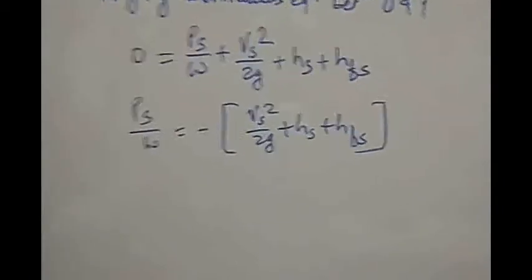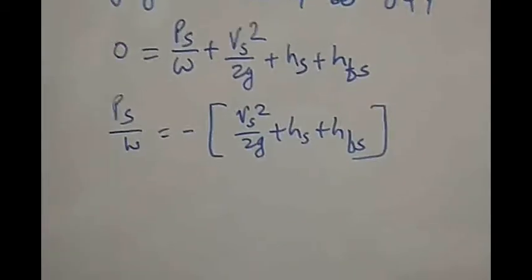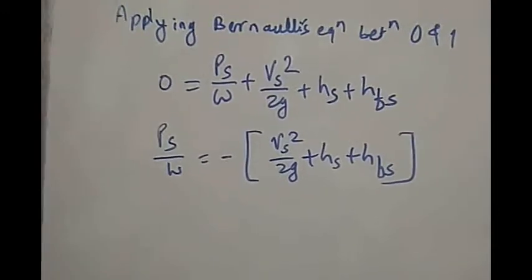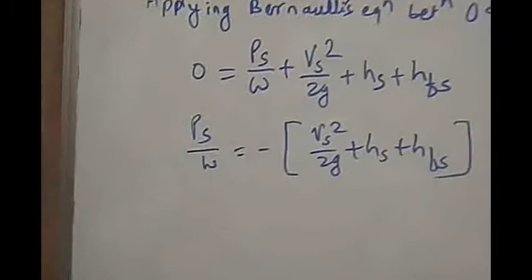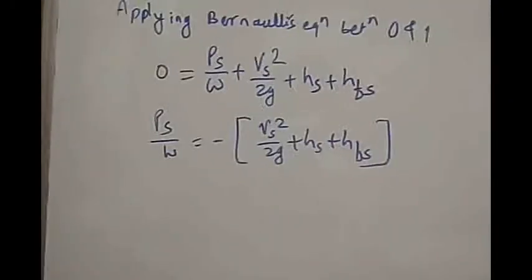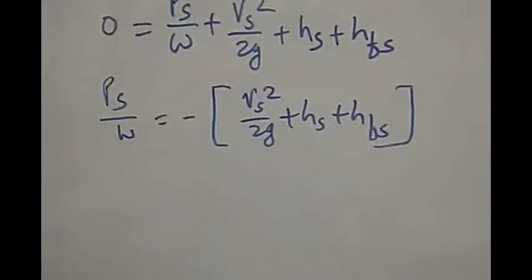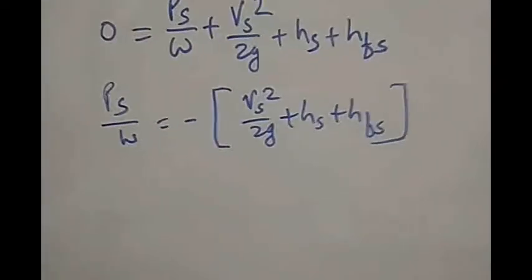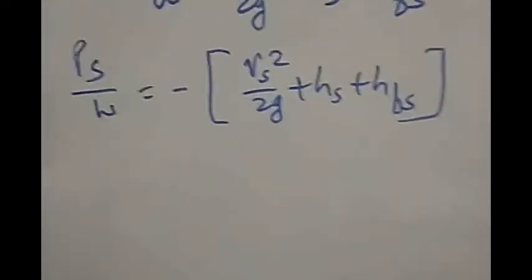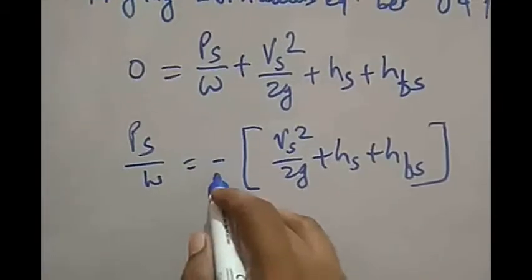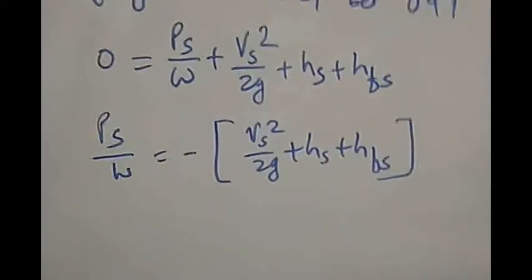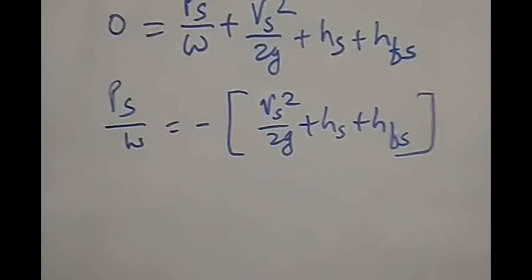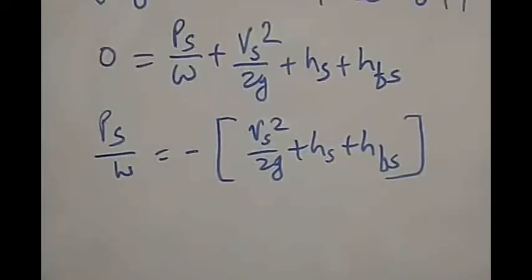Now this Ps by w is nothing but the suction head, or the potential head at the suction, where Ps is nothing but the suction pressure. If you see, the sign for this is negative. It means there is always a vacuum at the suction.